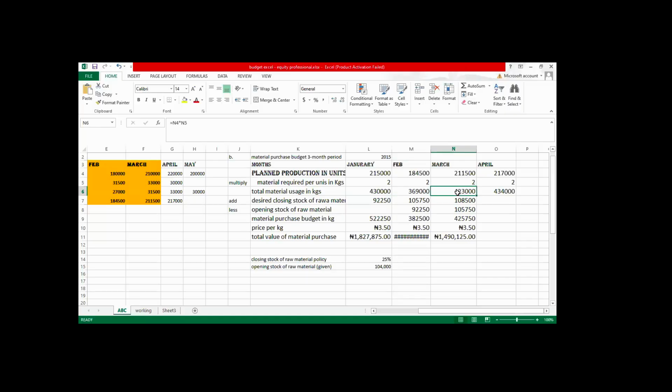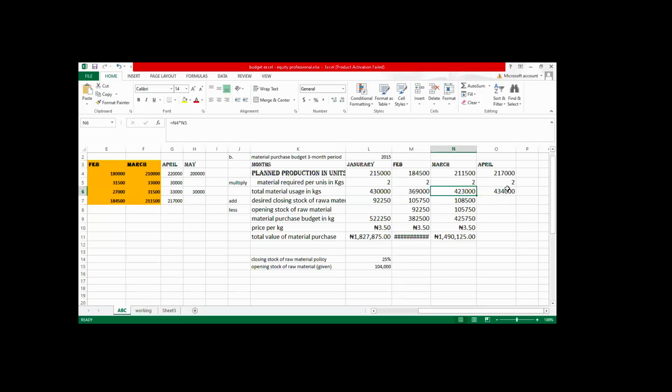For March, to produce 1 unit, you require 2 kg. And you are going to produce 211,500 units. Total material usage: 423,000. That's how we get that figure.